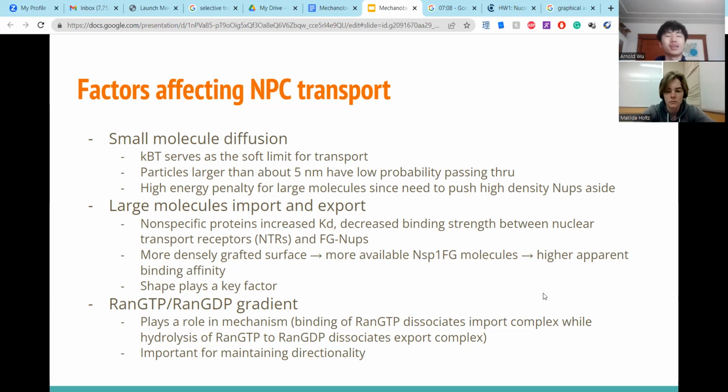If the cylindrical molecule has a narrower radius than the sphere, then it'll pass through the nuclear pore complex more easily. Finally, the RAN-GTP and RAN-GDP gradient plays a key role in the mechanism of the transport. So binding of RAN-GTP dissociates the import complex, while hydrolysis of RAN-GTP to RAN-GDP dissociates the export complex. The gradient is also very important for maintaining directionality, and previous studies show that disruption of the gradient reverses the direction of nucleocytoplasmic transport.